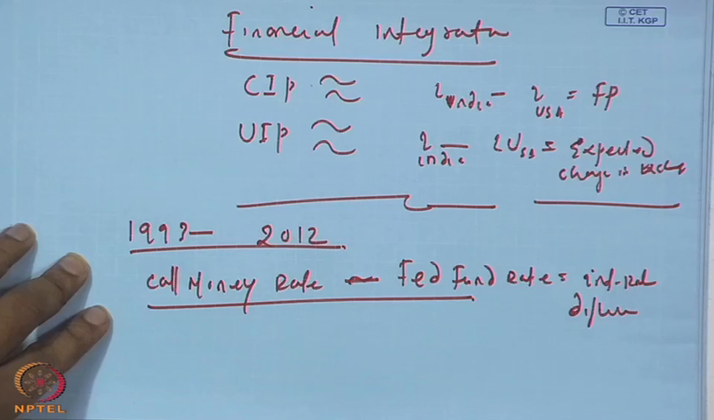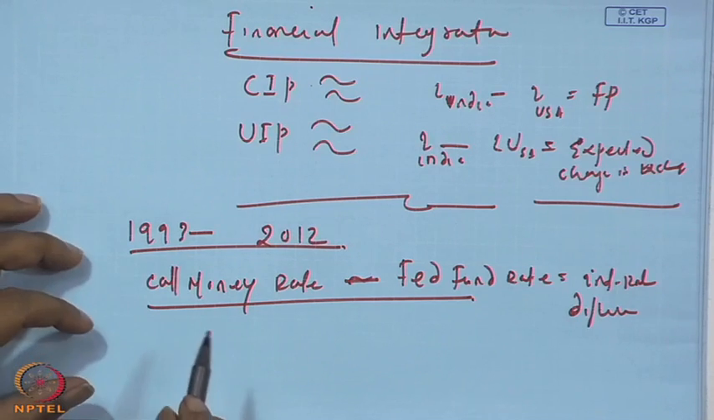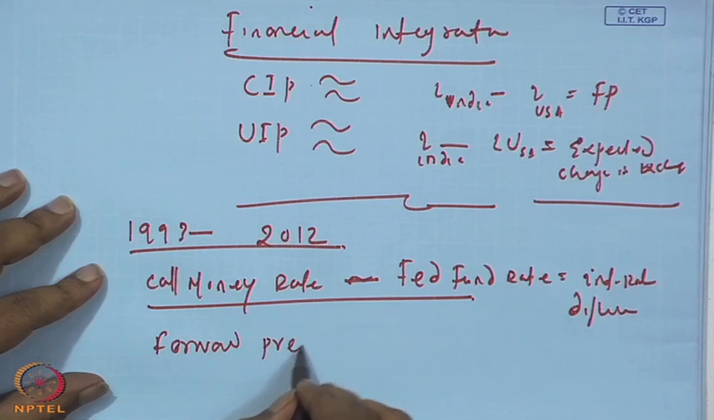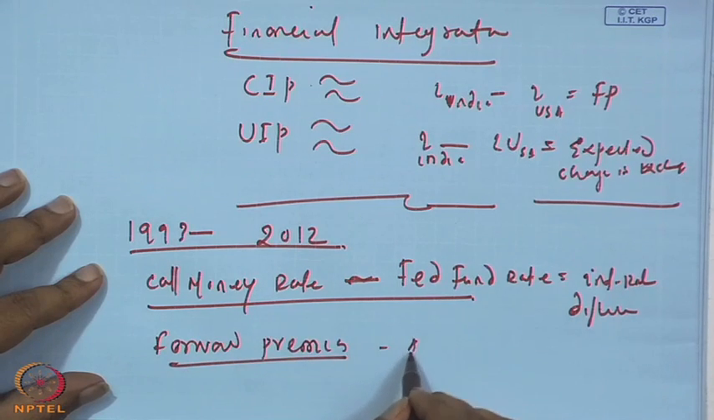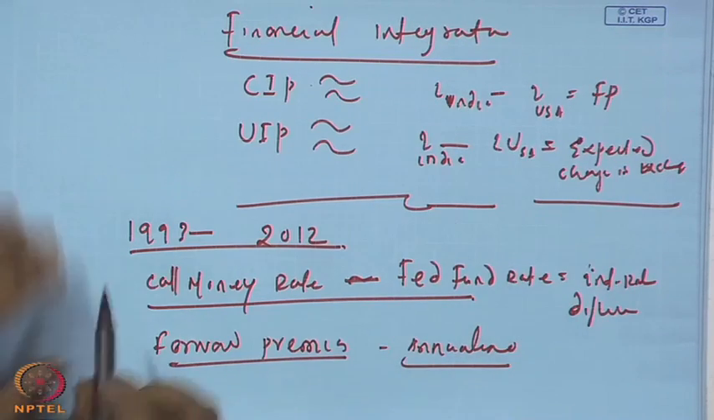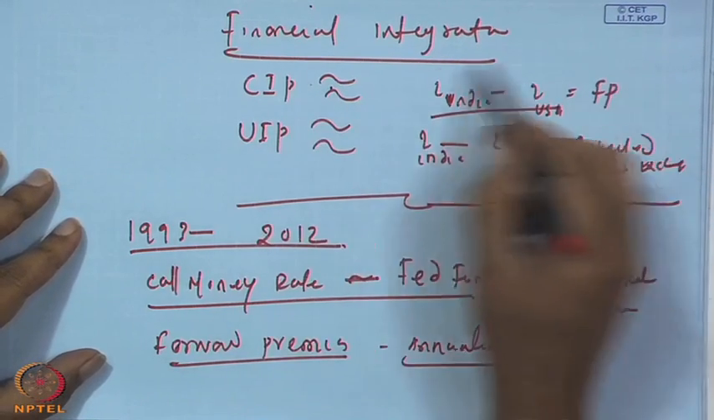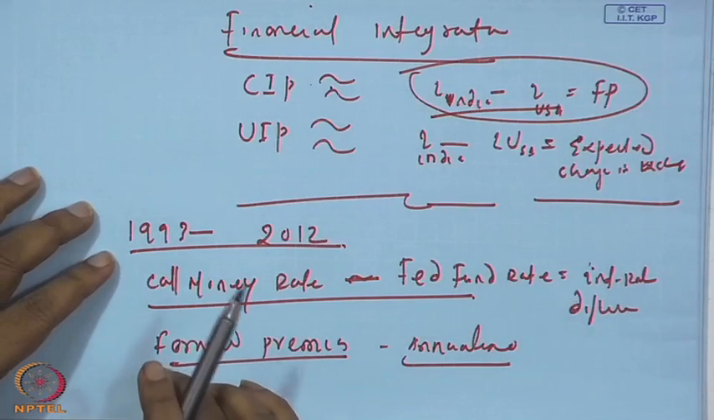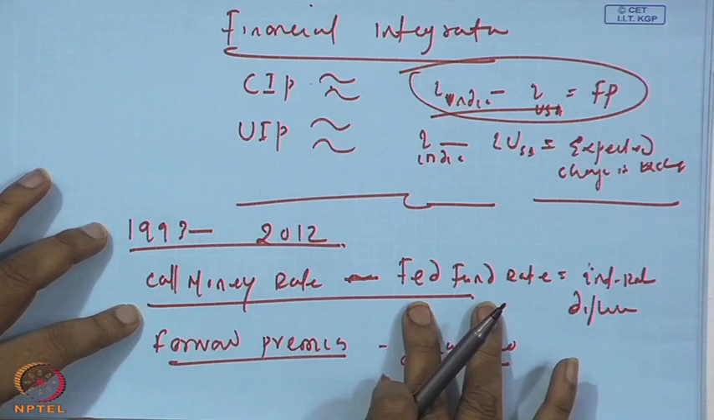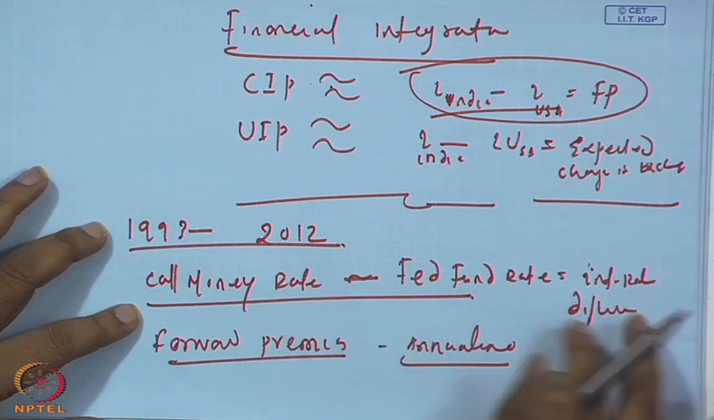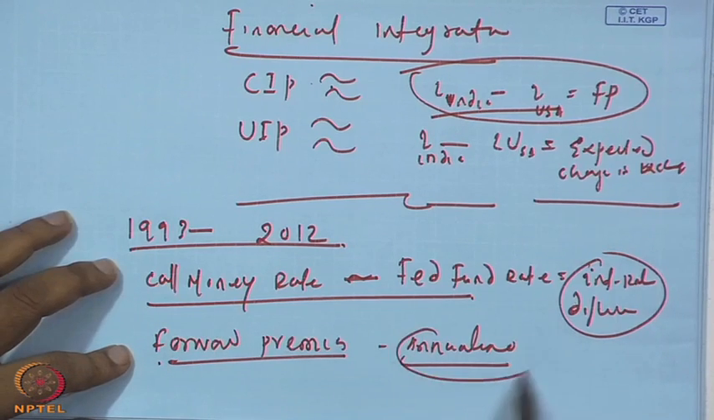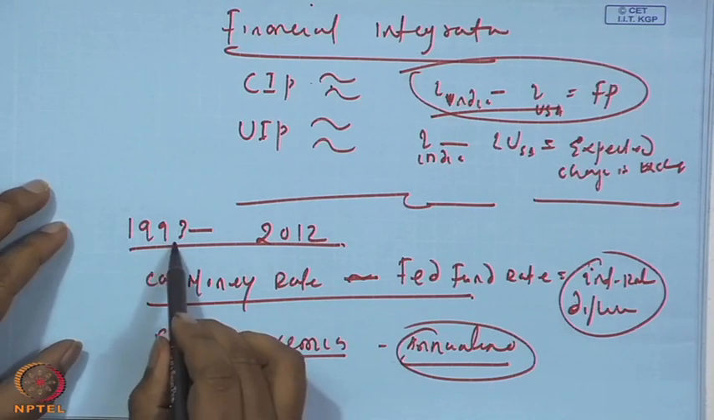Then I have taken the annualized forward premium, and I try to find whether these two rates are moving together, that is, the CIP hypothesis that the interest rate differential equals the forward premium. I want to test the CIP hypothesis. So, I have taken the call money rate minus the Fed fund rate as the interest rate difference, and the annualized forward premium from 93 to 2012.